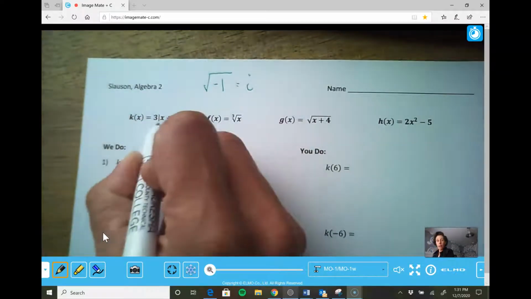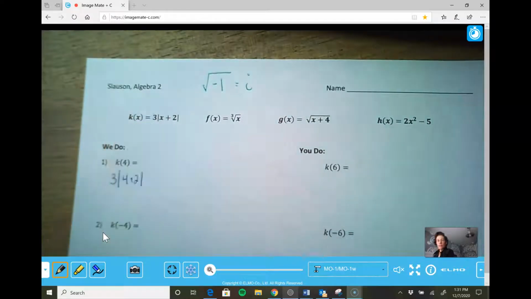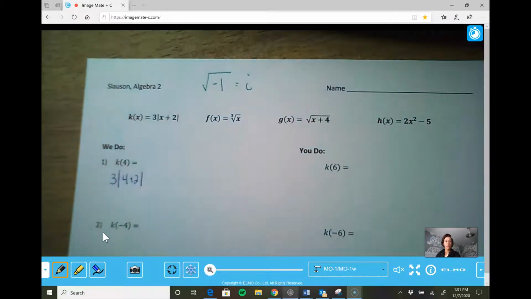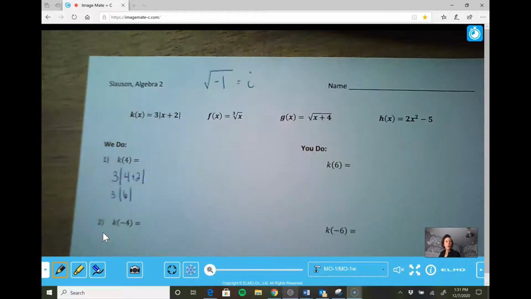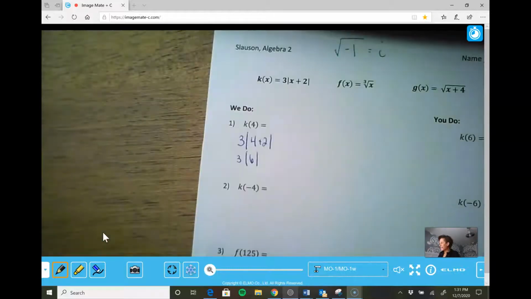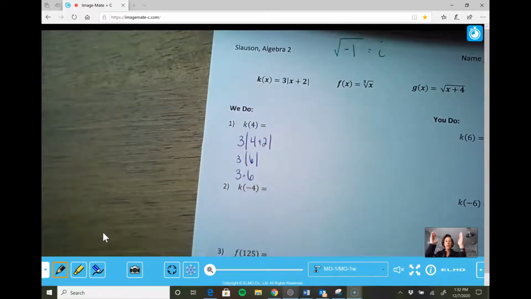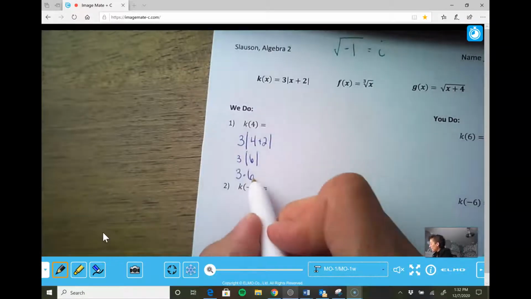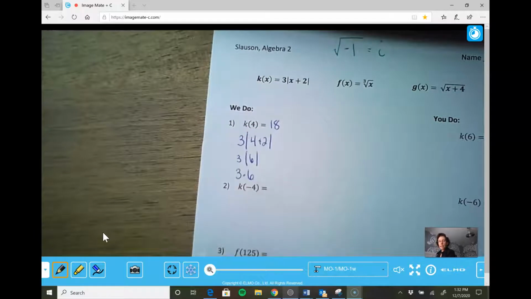I'm going to be putting 4 in here. So K of 4 means I go to K's function and put 4 in there. These are not parentheses, so we will not distribute the 3. We will look in the bars and simplify what 4 plus 2 is, which is 6. And then we take the absolute value of 6, which is still 6. Remember, when you take the absolute value of a number, whatever the final number in those bars is, it comes out and becomes a positive number. So when I'm done, I get 18, because 3 times 6 is 18. I'm just going to write 18 up here.